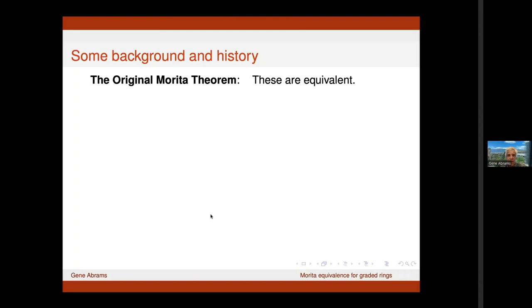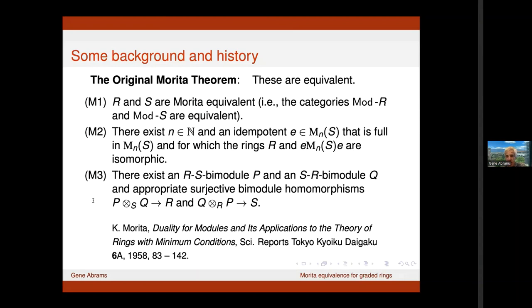So here's some history. This is what I'll call the original Morita theorem. Morita proved the following, back in 1958, that there are three ways to understand when the categories of modules over the rings R and S are the same. They're the same precisely when there's a relationship between R and S, in the sense that you can find some integer n and build the n by n matrix ring over S, and then find some full idempotent E in the matrix ring so that R and this thing we call the corner, E M_n(S) E, are isomorphic. So equivalence of categories can be distilled into an isomorphism between something involving the underlying rings, R and S.